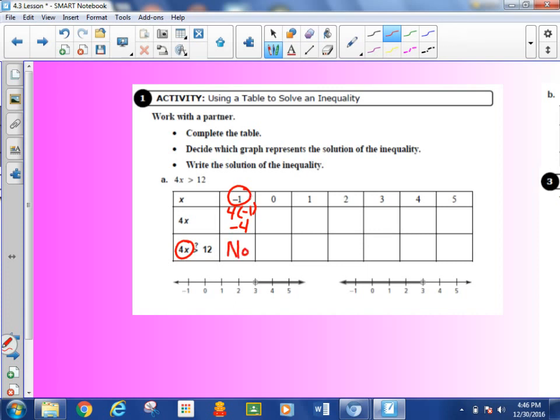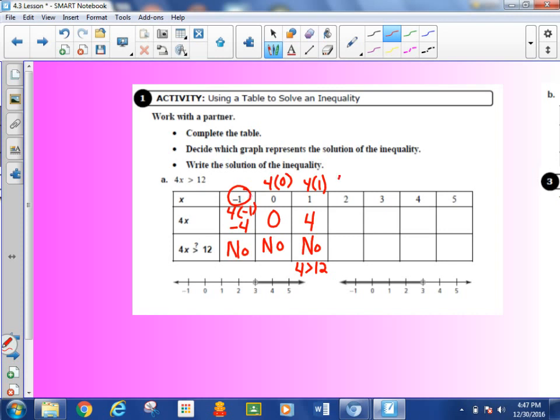Okay, so now we're going to do the next one. What we're doing is 4 times 0, which would give us 0 for this box. If I were to put 0 in this spot, would 0 be greater than 12? No, 0 is less than 12, so we would still have a no there. We'll continue in that fashion. 4 times 1 would give me 4. Is 4 greater than 12? No. You kind of get the idea, right?